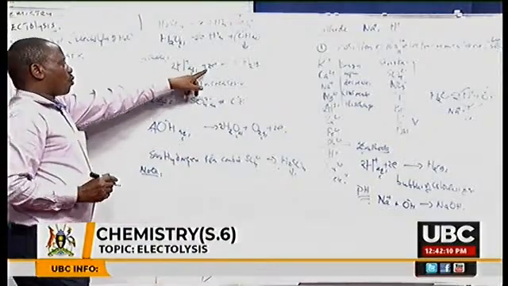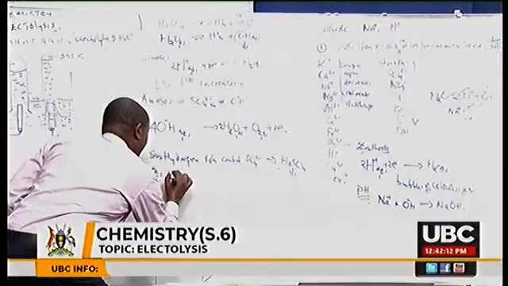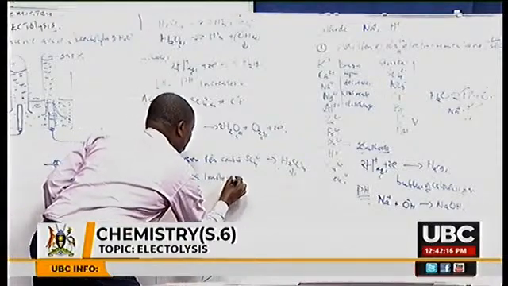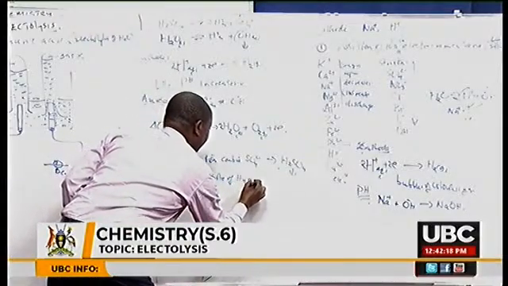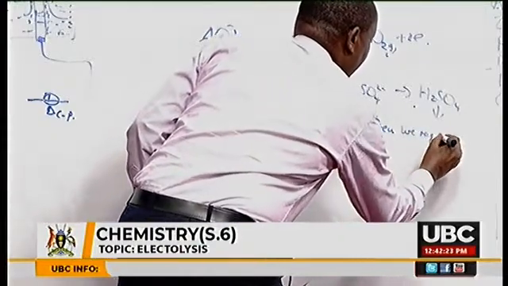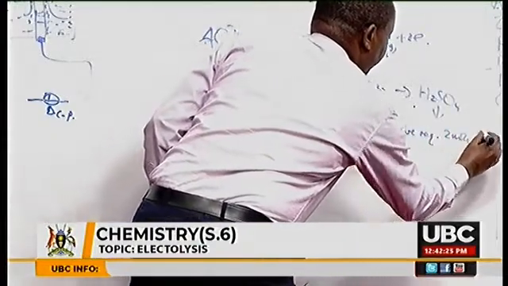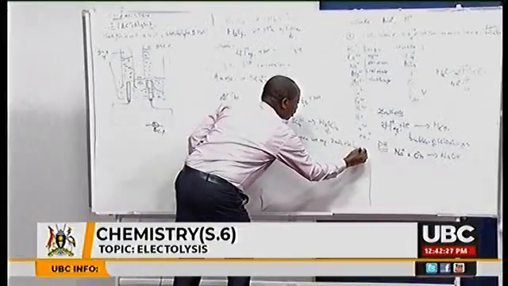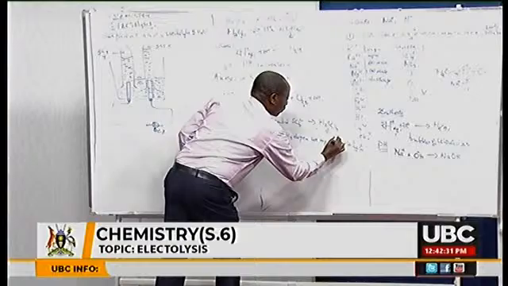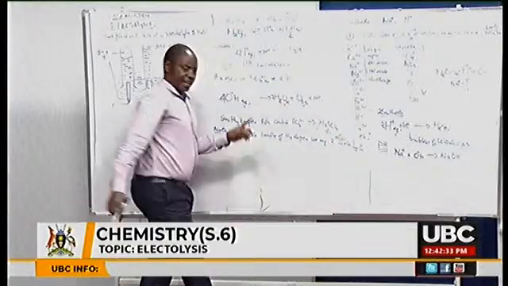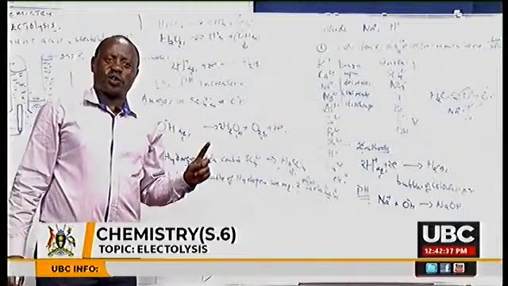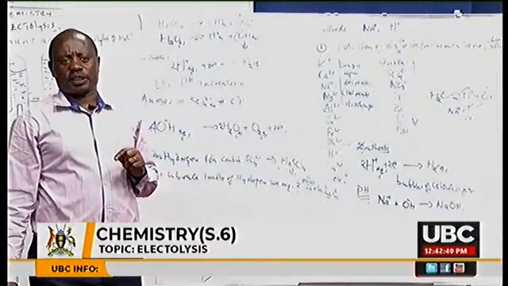To liberate 1 mole of hydrogen, we require 2 moles of electricity. Where am I getting electricity? 1 electron is equivalent to 1 mole of electricity.